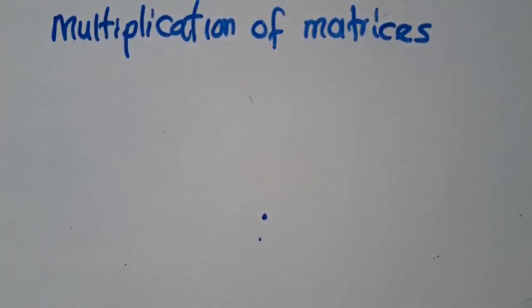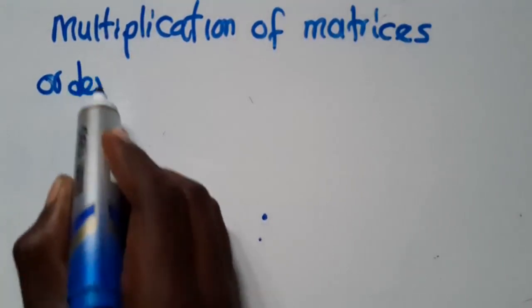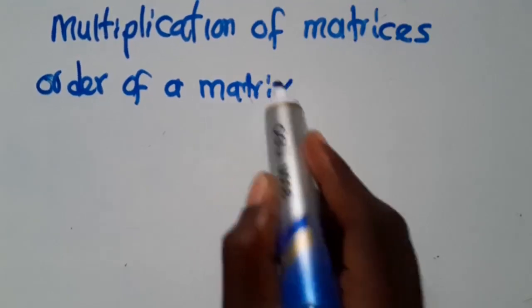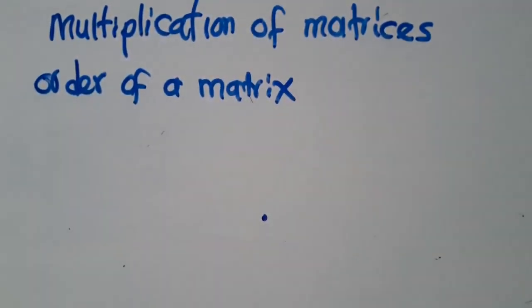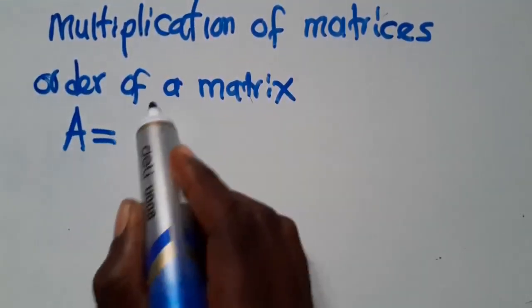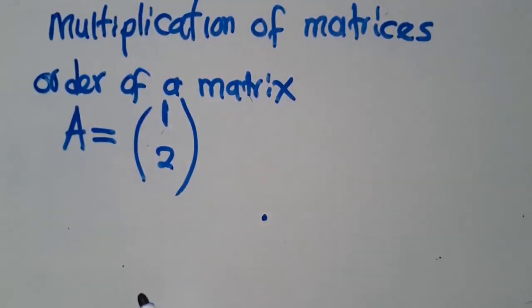Before you learn how to multiply matrices, the first thing that you need to know is the order of a matrix. What is the order of a matrix? How do we come up with the order of a matrix? Let's say you are given a matrix A is equal to 1, 2, like this. Then you are told to state the order of this matrix.